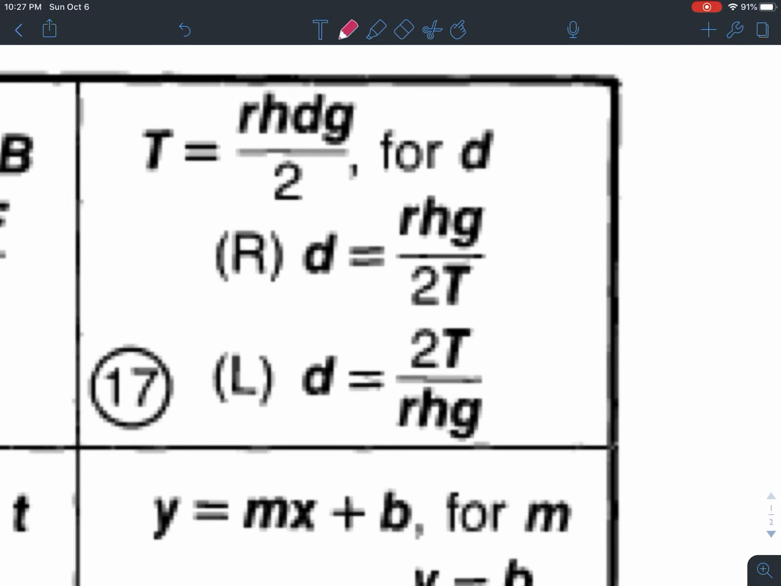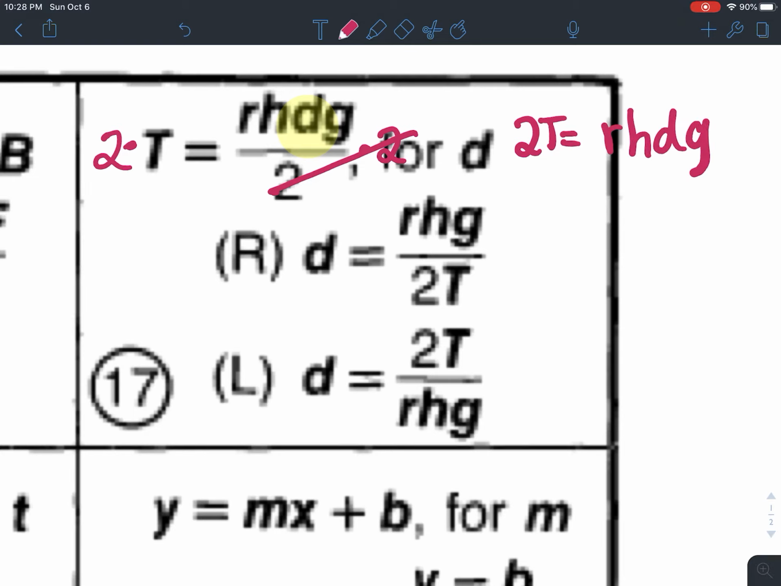Solve for d. So d is up here. If you think about everything else being numbers, like let's pretend the RHG was like 100. D divided by 2 equals 5. You would first multiply by 2 on both sides to get that to turn into a 1. So you get 2t equals RHDG. And then whatever is connected to the D, you just divide off.